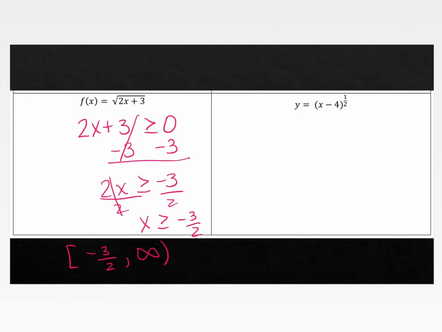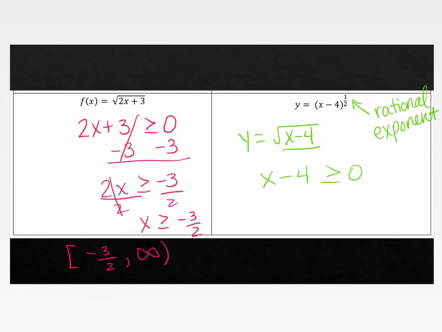Last but not least, here we have y equals x minus 4 to the 1/2. Remember, this is a rational exponent, and it is equivalent to a square root. So this is the same thing as y equals the square root of x minus 4. Again, we're going to focus on that radicand. Set that equal to 0 or larger. So x minus 4 is greater than or equal to 0. Add 4 to both sides. X is greater than or equal to 4. So our domain is from 4 to positive infinity.